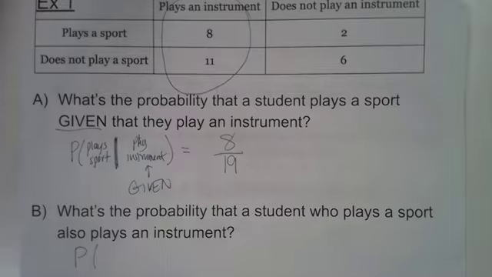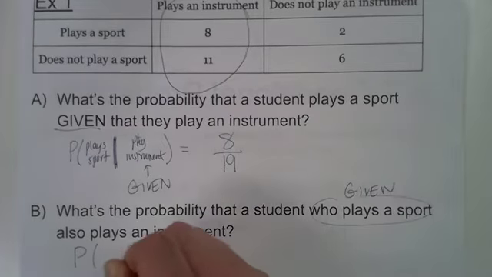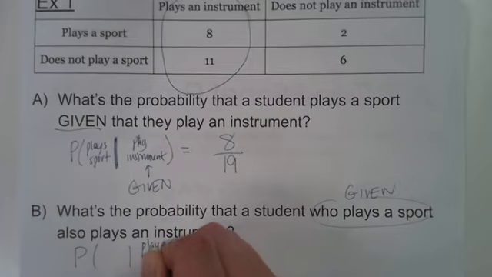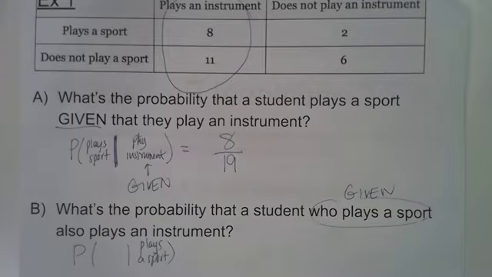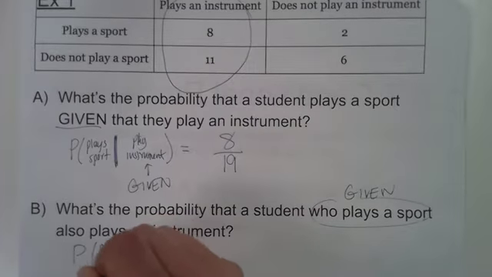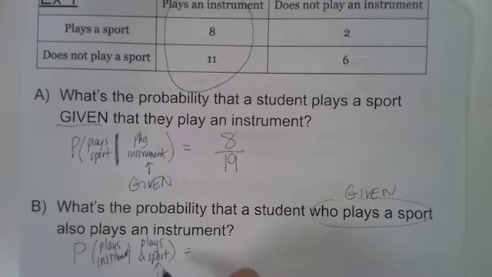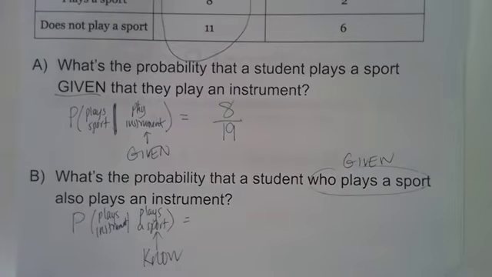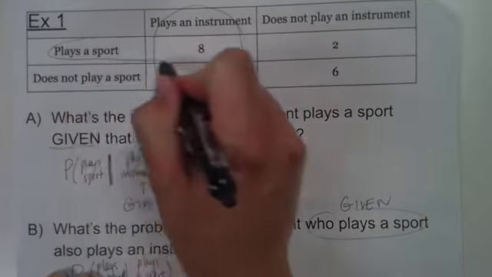What do we know for sure? Who plays a sport? That is the given in this statement. We got a student who plays a sport. Okay, and what are we trying to find? Plays instrument. Okay, so now the given, what we already know is that we have a group of students who play a sport. Ladies and gentlemen, how many students play a sport? 10. Right here, play a sport.